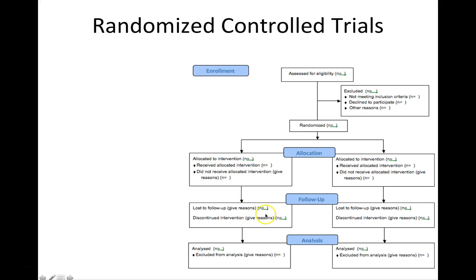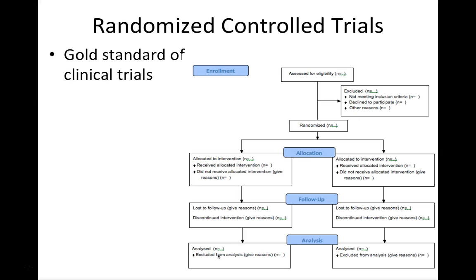And then following up. So people who were lost to follow-up, who dropped out of our trial, who dropped out of our trial after they received all of the intervention, perhaps, or who discontinued the intervention. And then an analysis, who we included and excluded from our analyses. Were there people that we decided ultimately were not part of our population of interest or didn't get enough of the treatment to be able to examine the effects, or an outlier in some way.